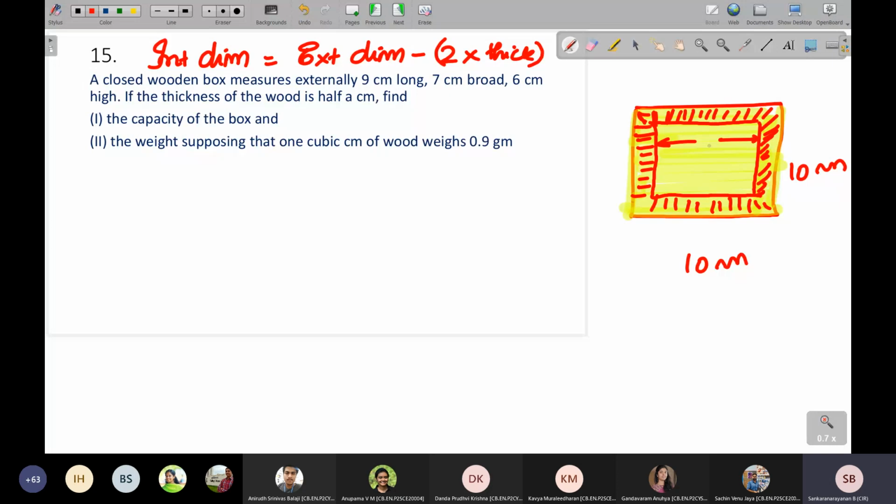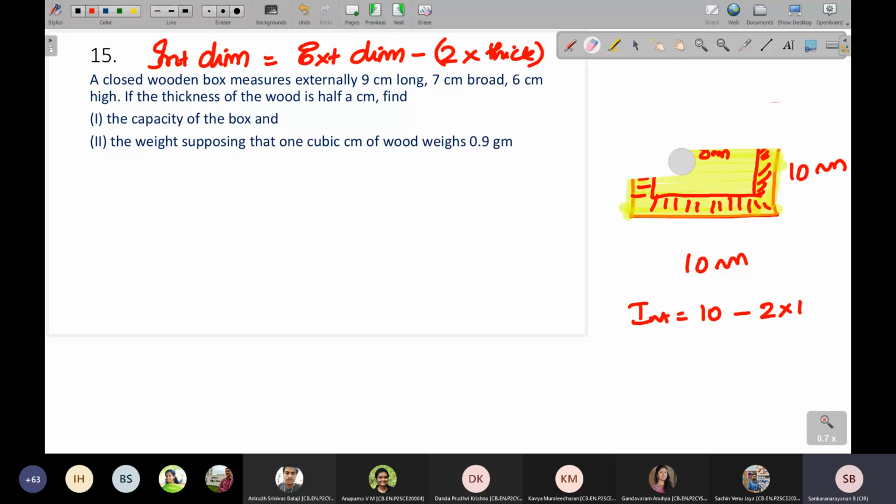How did you get it as 8? You know that the internal dimension is equal to the external dimension minus 2 times the thickness. This is the calculation that you are doing. Got it? So extending this across length, breadth as well as height, you will be able to handle this question.